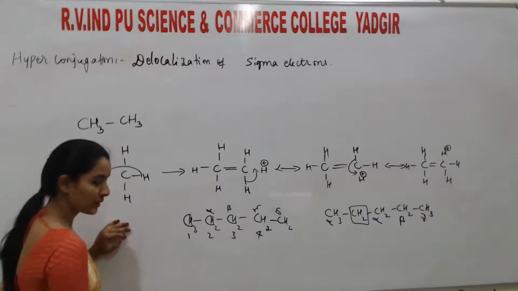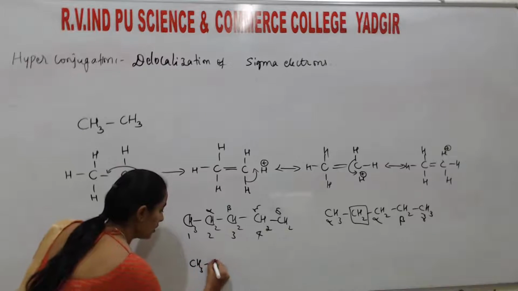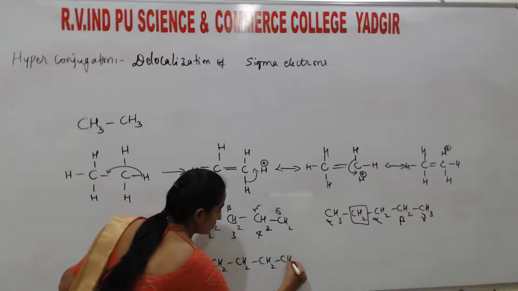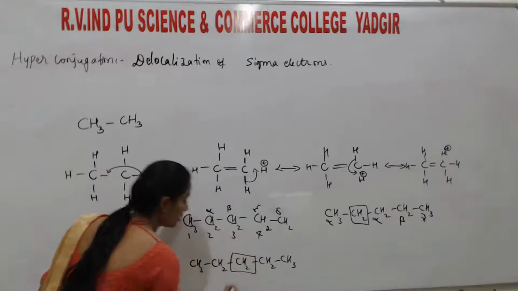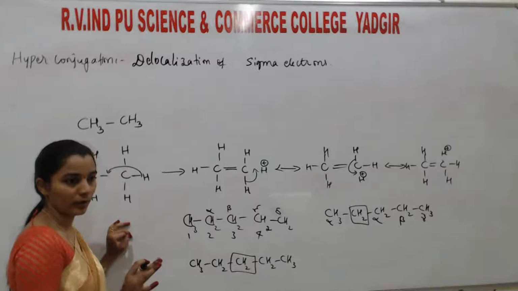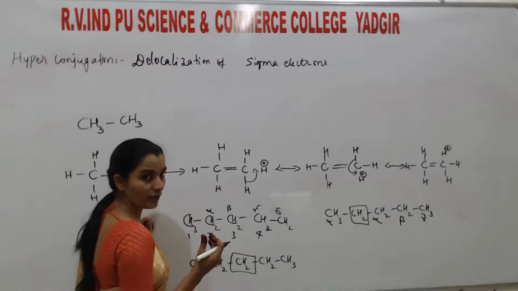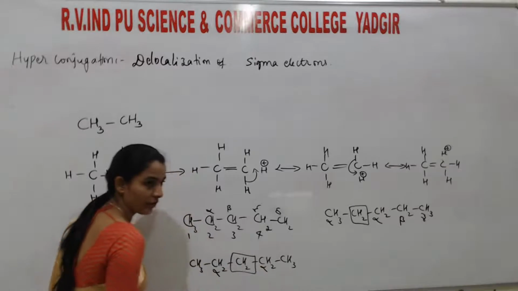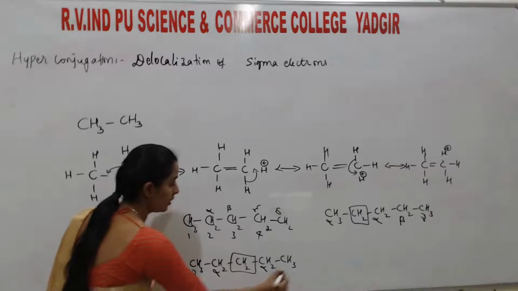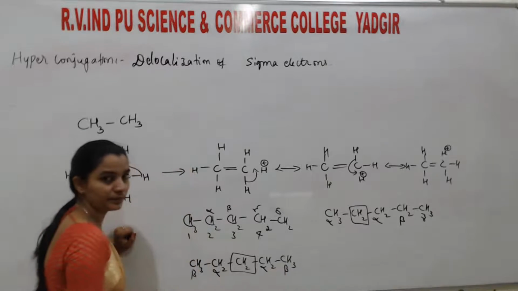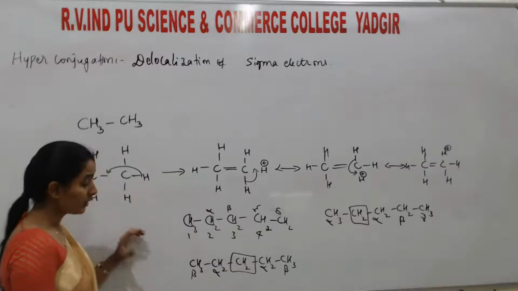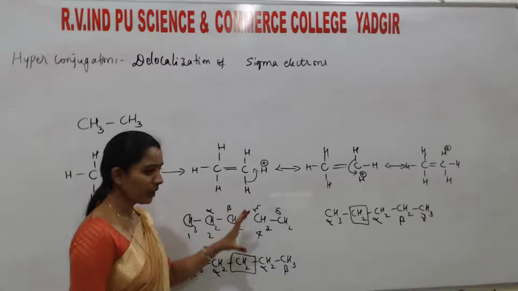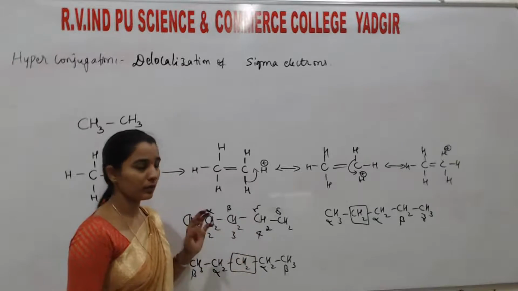Understood? So if you consider the same compound, CH3, CH2, CH2, CH2, CH3, I am considering this carbon atom as a main carbon. Then how many alpha groups are there? Which is next to this? This is alpha, this is alpha. And of course, this one is beta, this one is beta. Understand? These are the positions of the carbon atom in the parent chain or any other R group.